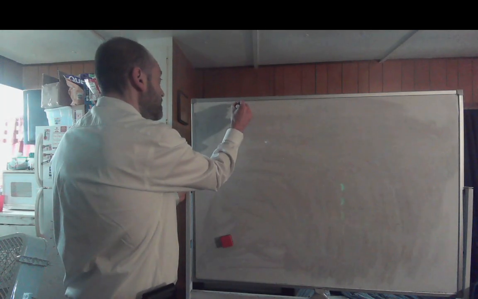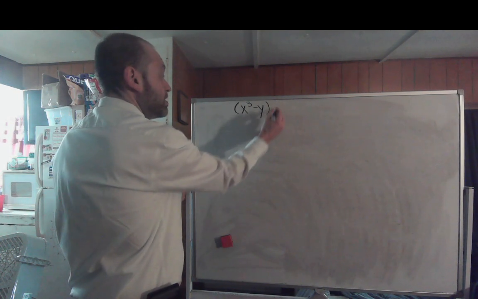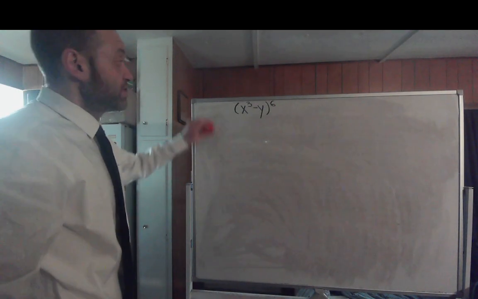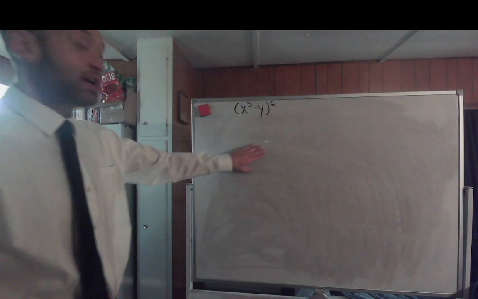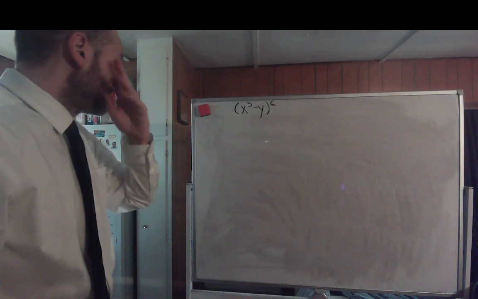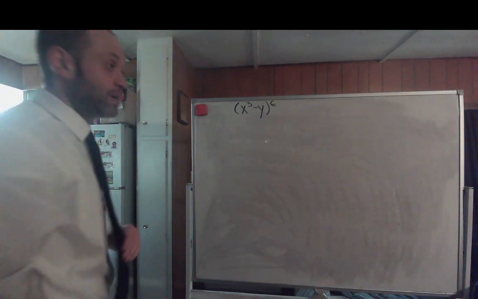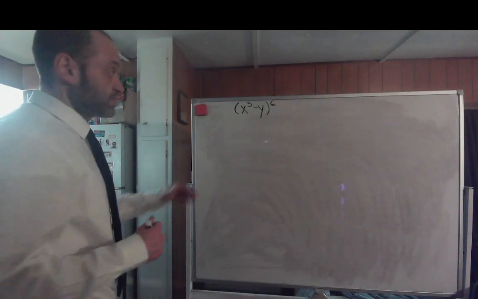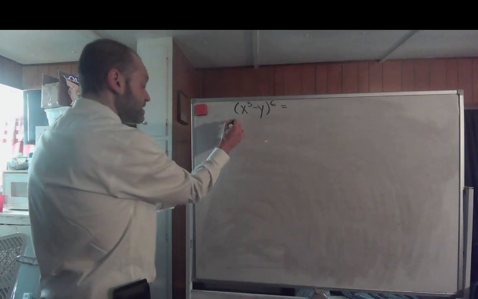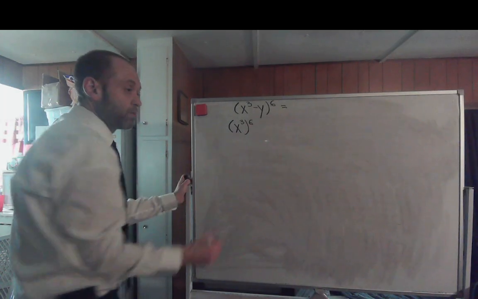Alright, so we have x to the 3rd minus y raised to the 6th power. So we have x to the 3rd minus y, that quantity raised to the 6th power. Okay, so that means we're going to have 7 terms, so it's going to get a little hairy. But first thing we do, we take that entire x to the 3rd term, we're going to raise that to the 6th power.